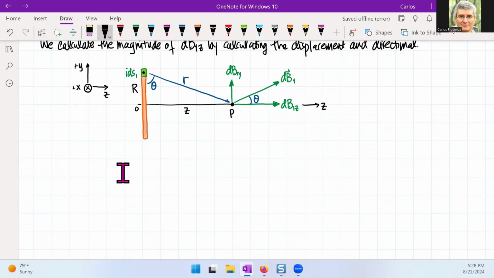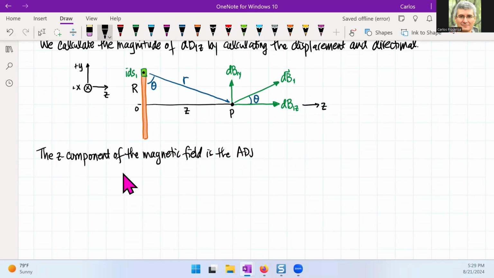The first one that I'm going to go after is the z component of the magnetic field. The z component of the magnetic field is the adjacent side of the dB triangle. So in other words, dB1z has to be dB1 cosine of theta.